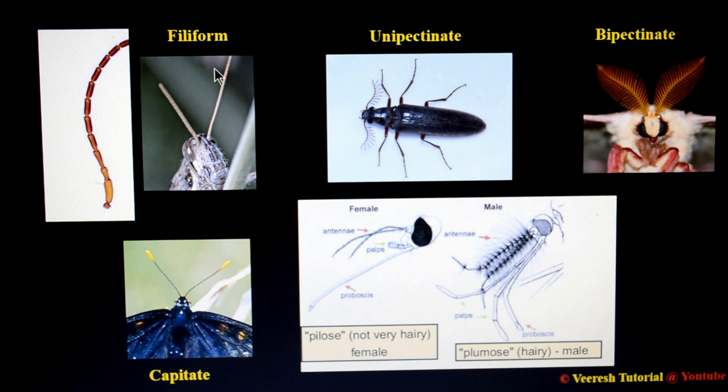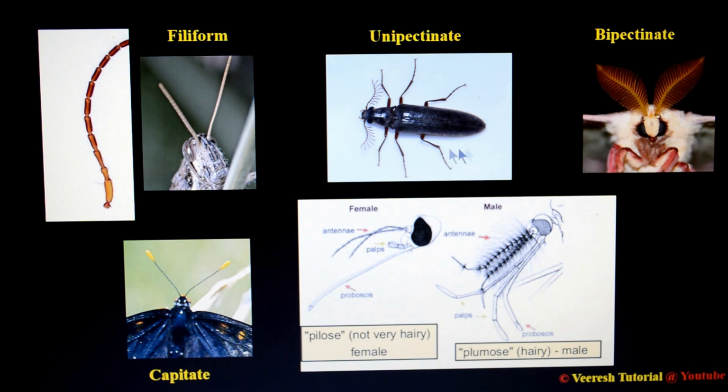And next one is the filiform type of antenna. It is also called the thread-like antenna. You can see it in grasshoppers. Here the thickness of the segments remains the same throughout the antenna. So you can see here. This type of antenna is present in grasshoppers, rock crawlers, mantids, embiids, Thysanura, water beetles and scorpion flies also.